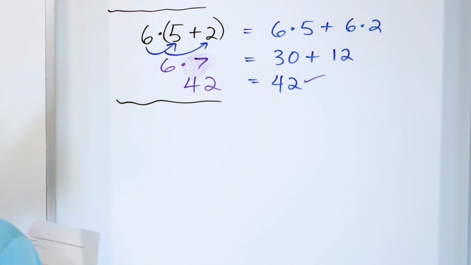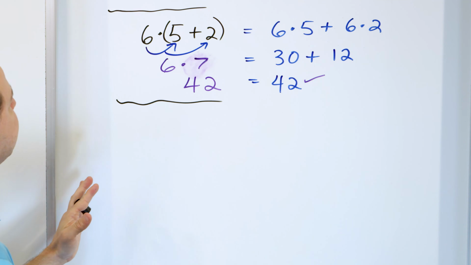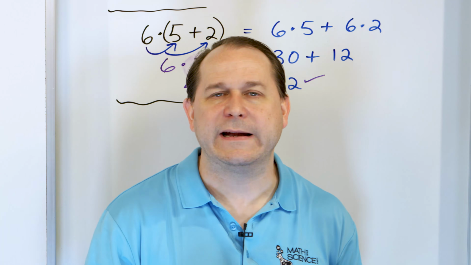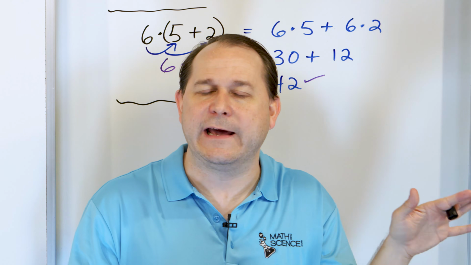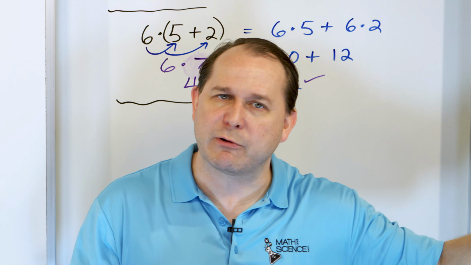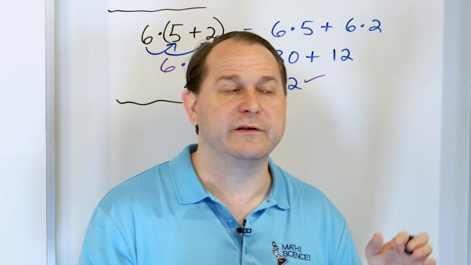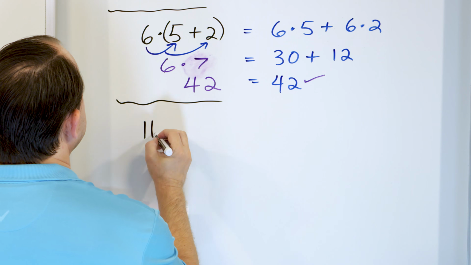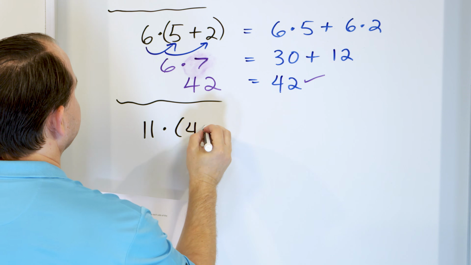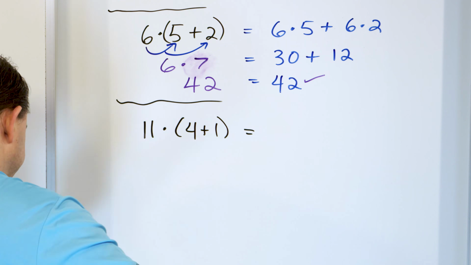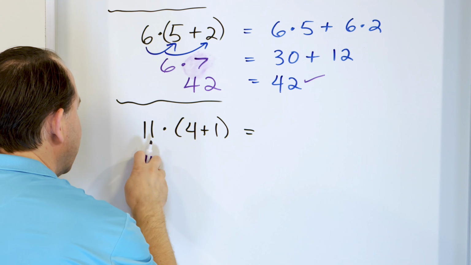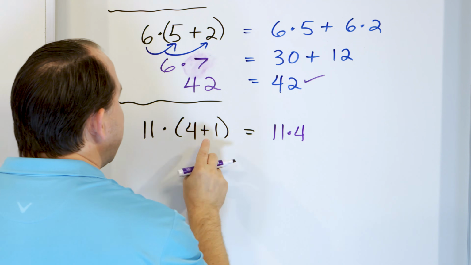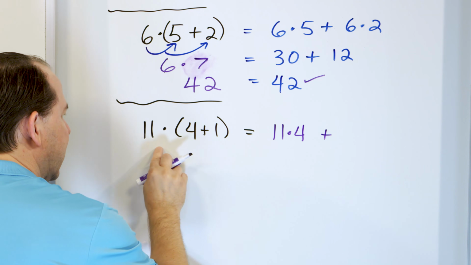Now, I think I've shown you that on the left-hand side, when we check it, it's always equal to what's on the right-hand side. So now we're going to stop checking it all the time. We're just going to use the distributive property and calculate the answer using the distributive property. So let's continue. Let's say we have 11 times (4 plus 1). What would I do? Well, I would say 11 times the 4 would be 11 times 4. And then I have a plus sign from here, and then it would be 11 times the 1.